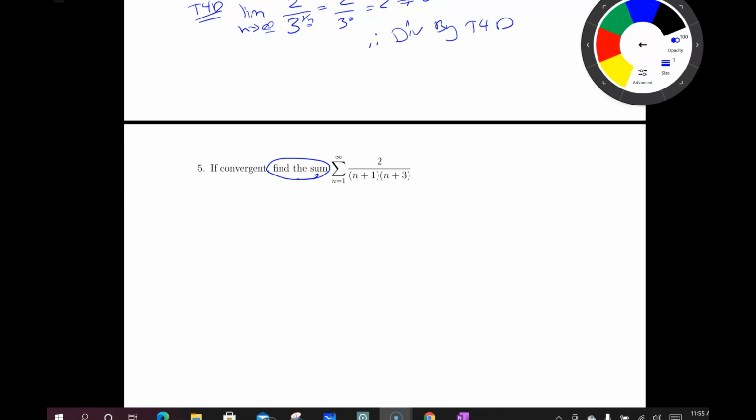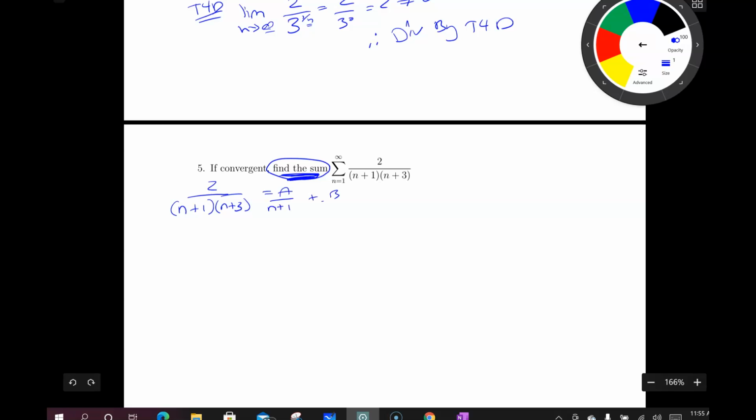Okay, converge or diverge? If it converges, find the sum. It's not geometric, so it must be telescoping. The first step in telescoping is to do partial fraction decomposition to break this up into two fractions.